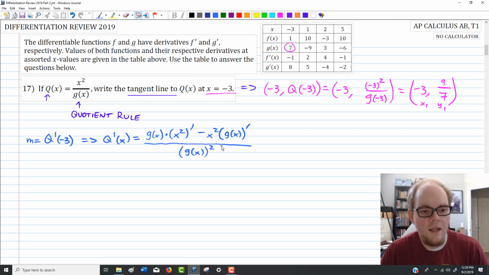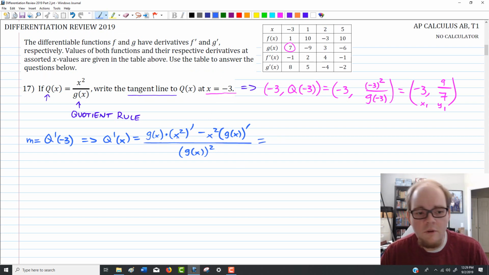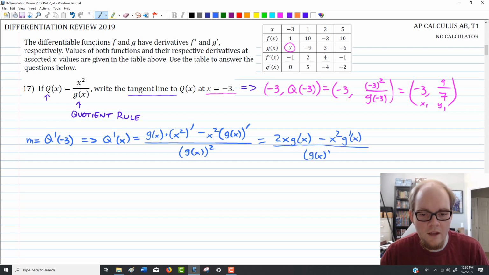So there is our derivative. It's just not evaluated yet. We got some differentiation to do in there. But fortunately in this case all of those differentiations are pretty easy. For instance, the derivative of x squared, which has to be done in our first term of that numerator, is going to just be 2x. So we'll have 2x g of x. And then we'll have x squared times the derivative of g, which is just g prime of x, all over g of x squared.